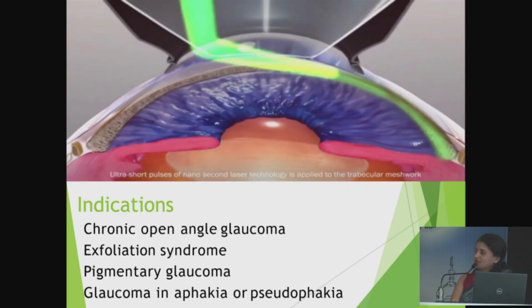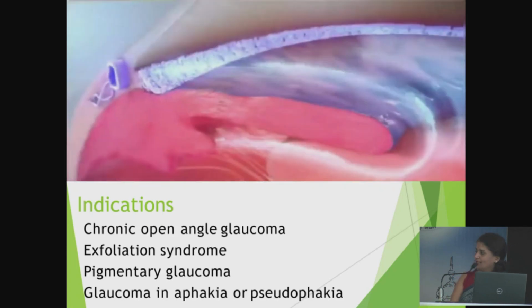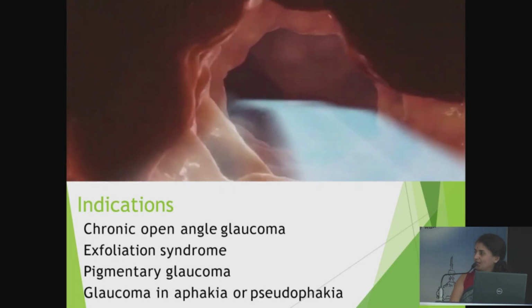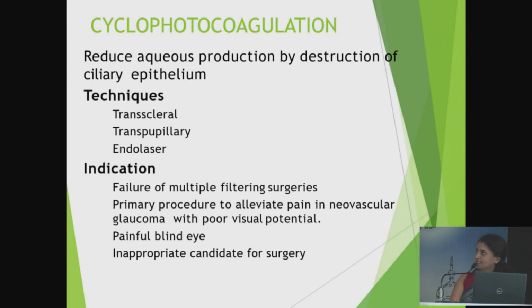The commonest indications for laser trabeculoplasty are chronic open angle glaucoma, exfoliative syndrome, pigmentary glaucoma, and glaucoma secondary to aphakia and pseudophakia. Lasers can also be used in malignant glaucoma. We can use either Nd:YAG laser or argon laser. This is done at the anterior hyaloid face or between the iris processes, or it can also directly hit the posterior capsule. We can do cyclophotocoagulation by three techniques.